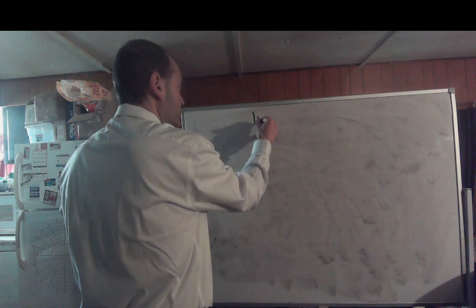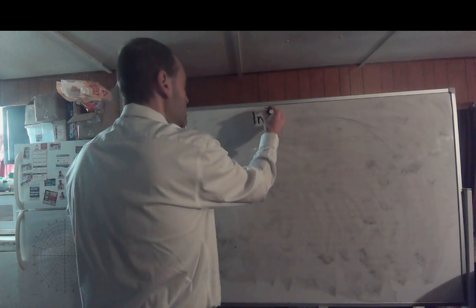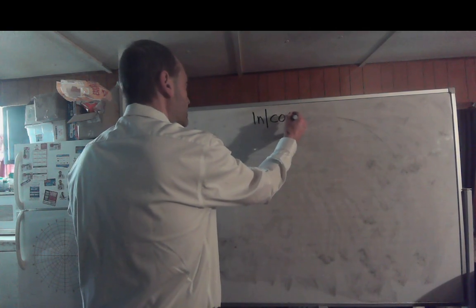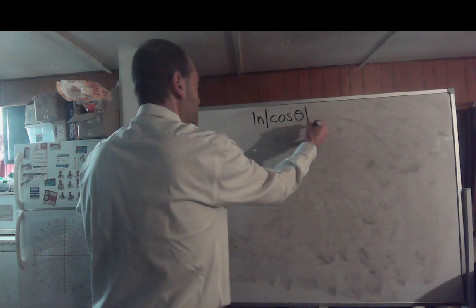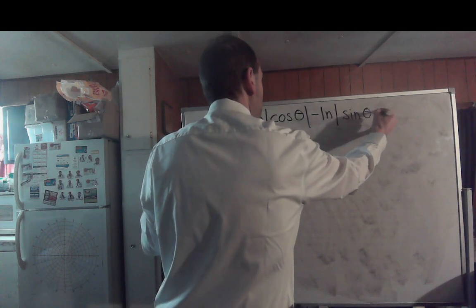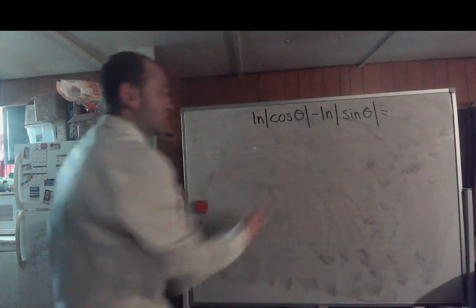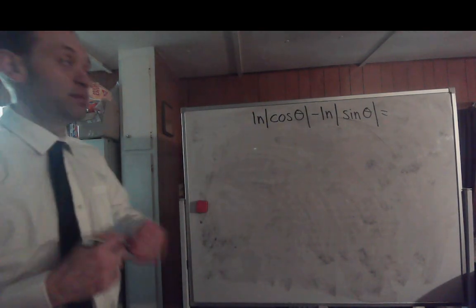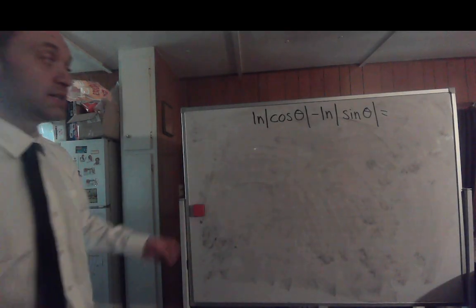Now I got 4 more. They involve logarithms. We're going to write these as logarithms of a single expression. So let's say you had the logarithm of the cosine of theta minus the logarithm of the sine of theta. Now again, these logarithmic trig identities come up all of the time in calculus.